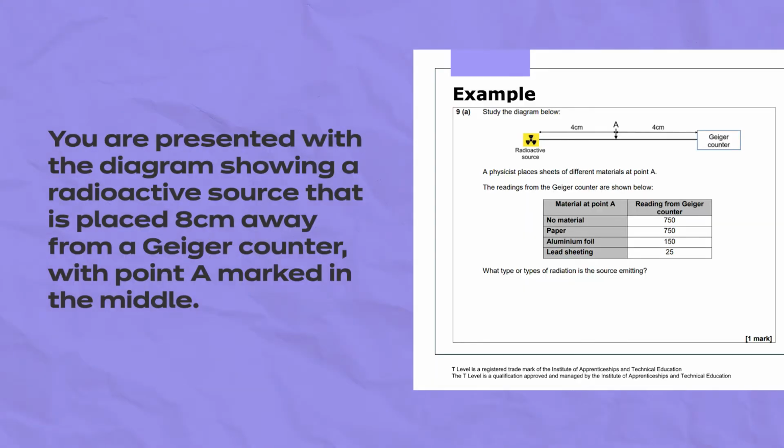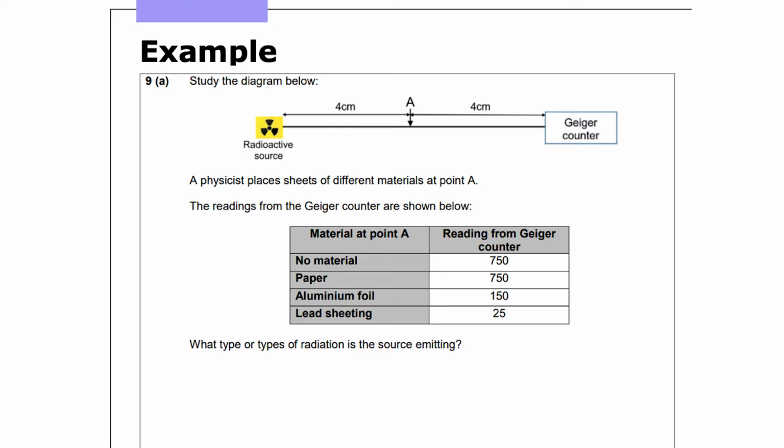Here is a multiple choice question around particles and radiation. You are presented with the diagram showing a radioactive source that is placed 8 centimeters away from a Geiger counter, with point A marked in the middle. It then tells us that a physicist has placed different sheets of material at point A and recorded readings from the Geiger counter, which are then shown in the table.